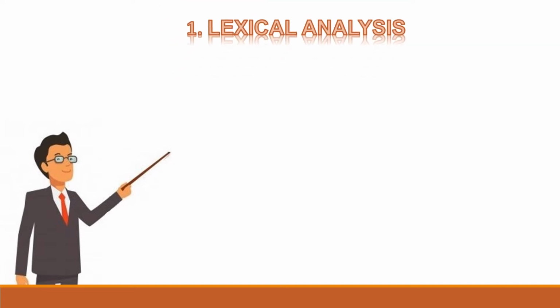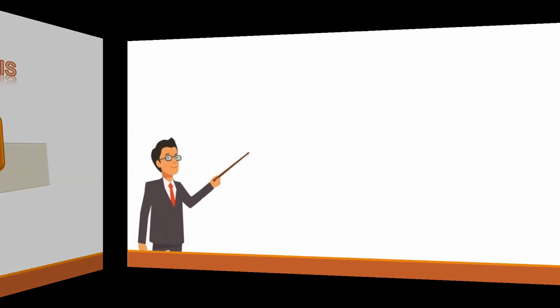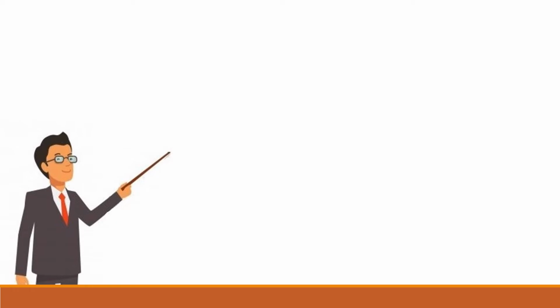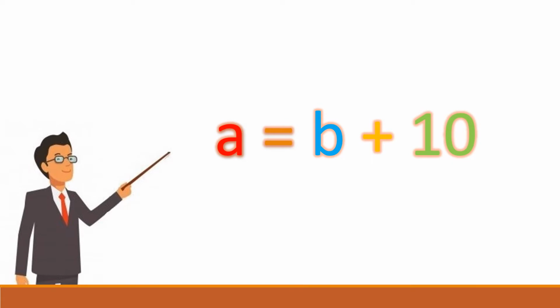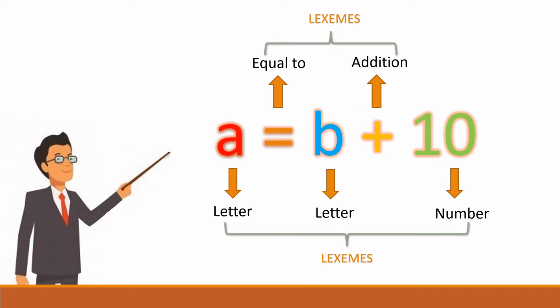1. Lexical analysis. It reads each statement of the source program line by line and then it is broken into a stream of strings called tokens. In general way, let us consider a simple expression or sentence. A equals B plus 10. Where A, defined as a letter in an alphabet, equals, defined as an equal to symbol, B, defined as letter in an alphabet, plus, defined as addition symbol, 10, defined as number. These all are set as lexemes. It is also called a scanner, as it reads or scans the source code. It identifies each lexeme and stores this information in the symbol table.